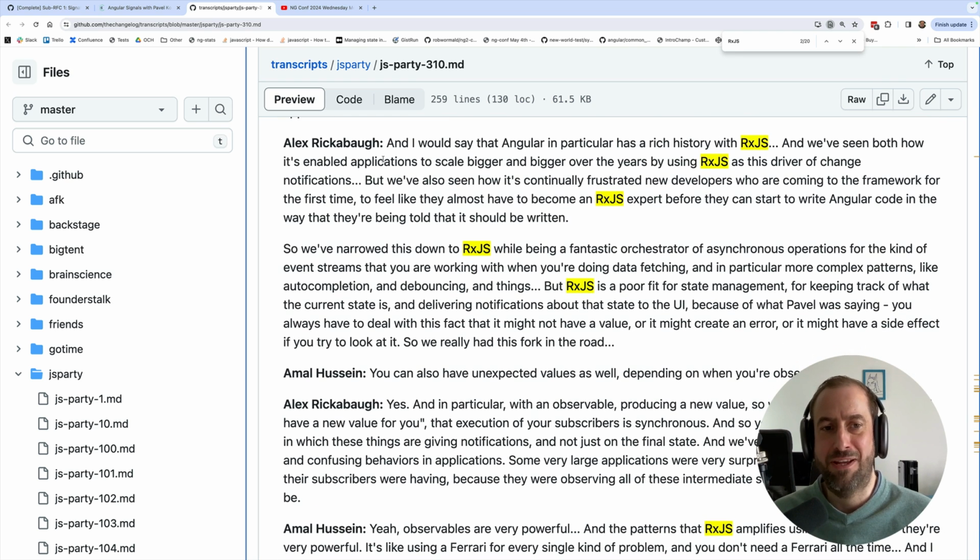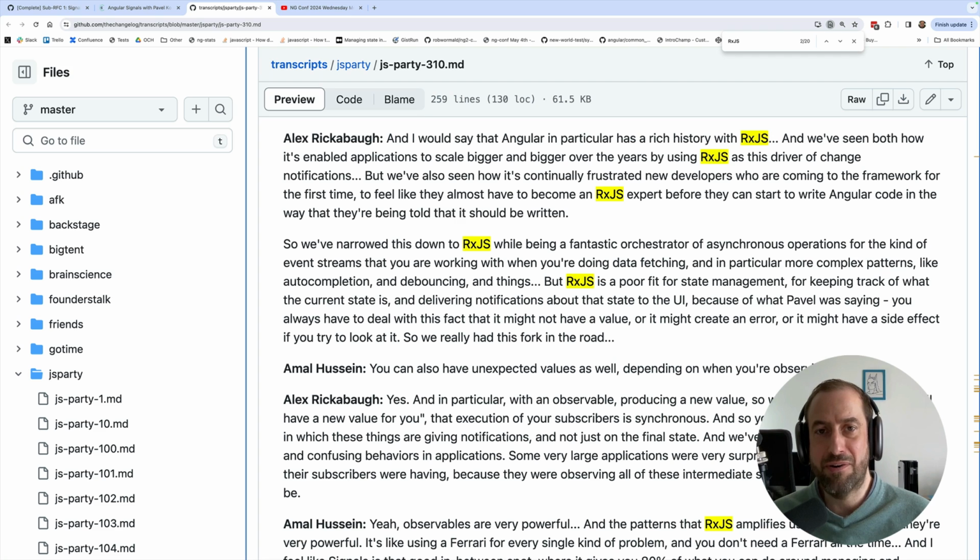Let's cover another critical factor that is talked about here, which has to do with the feeling that RxJS has, according to the Angular team, continuously frustrated new developers who are coming to the framework for the first time, to feel like they almost have to be an RxJS expert before they can even start to write Angular code in the way that they're being told that it should be written. All right, so this is another critical factor for the decision that was taken. The Angular team realized that the use of RxJS systematically and the recommendation to use it in every Angular application was actually acting as a barrier to entry to the adoption of Angular.